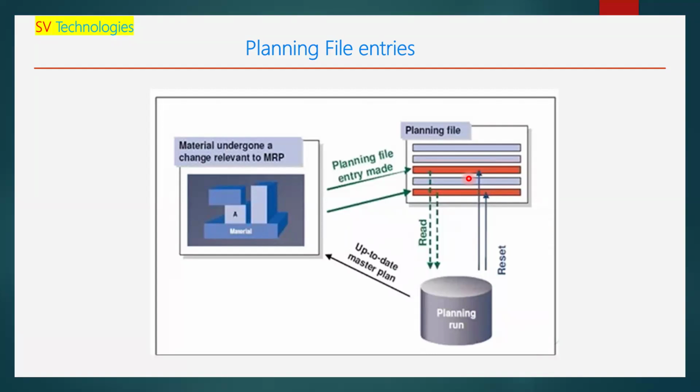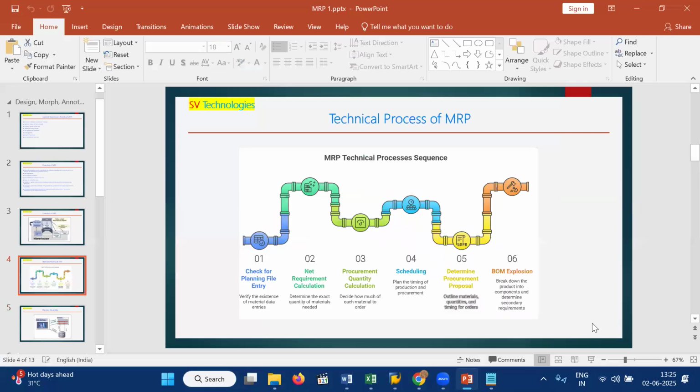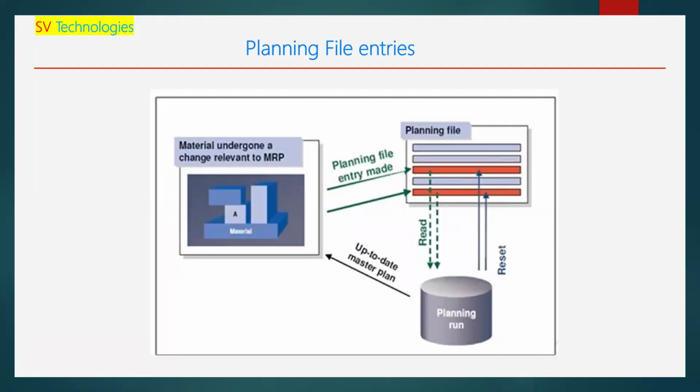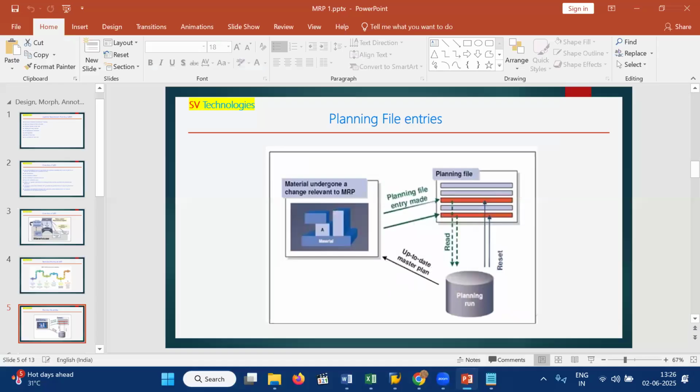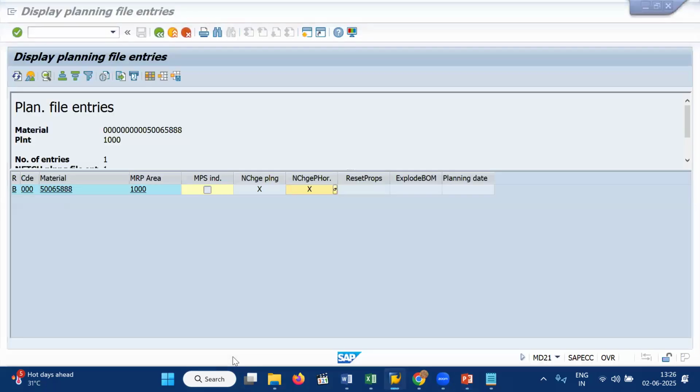Is this clear, or any questions or doubts? I'll stop here today. Tomorrow we will continue from the second step, net requirement calculation and procurement quantity calculation and other things. So is this clear about the net requirement and planning file entry? Any questions? Just let me know if you have any, maybe not now, later also.